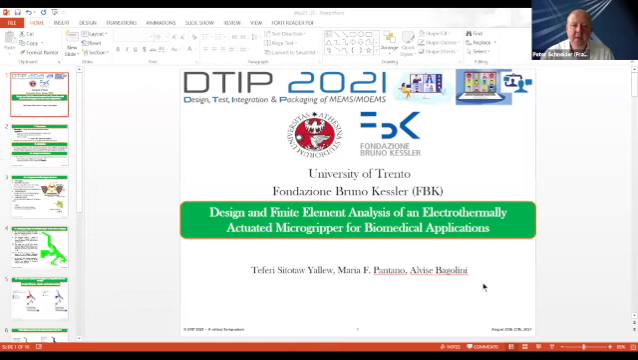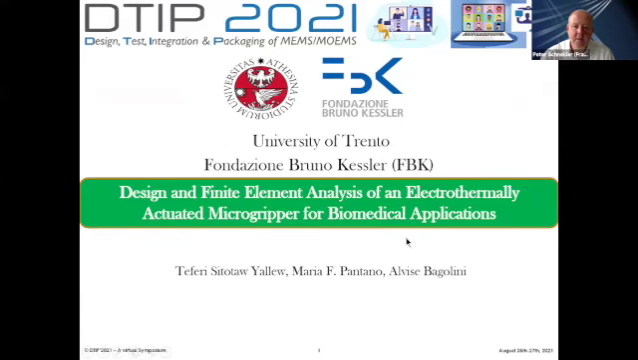The presenter is Teferi Sitotar Yale, with a background in mechanical engineering, and Teferi is currently in the second year of a PhD at the Department of Civil, Environmental and Mechanical Engineering at the University of Trento. The current research focus is on design and application of MEMS for micro-manipulation. And this will be the topic of the talk: the finite element analysis of an electrothermally actuated microgripper. So we're looking forward to your presentation.